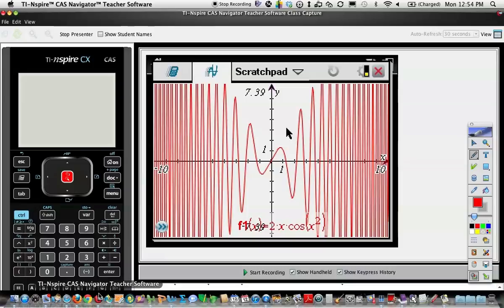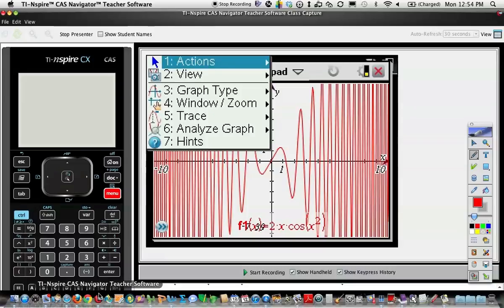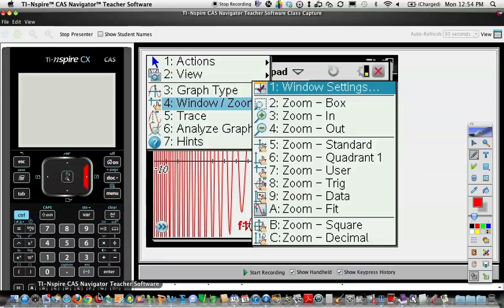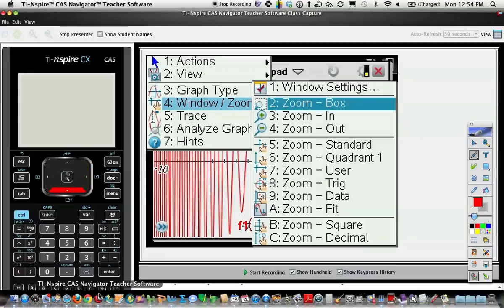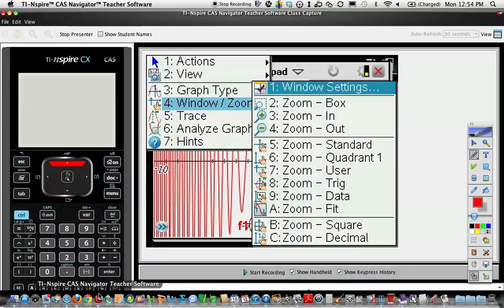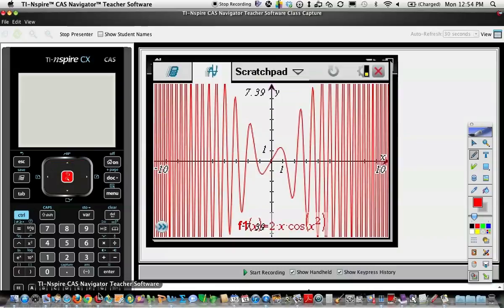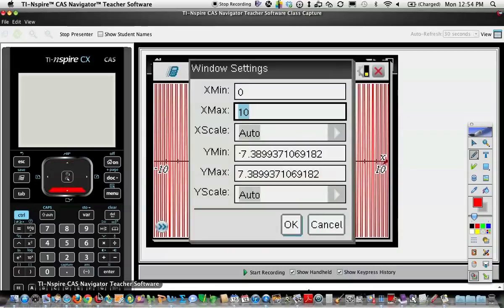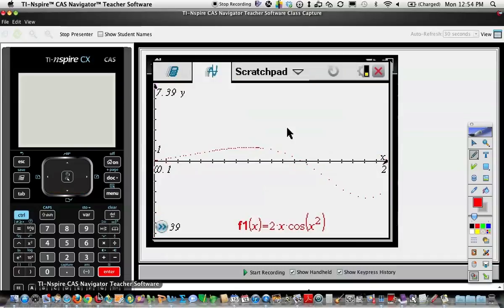So go to your window settings, and where do we want to look on this function? 0 to 2. So go in your window settings and set your X-min and X-max to 0 and 2. Now, sometimes that's all you have to do. Just hit OK then, or hit enter.